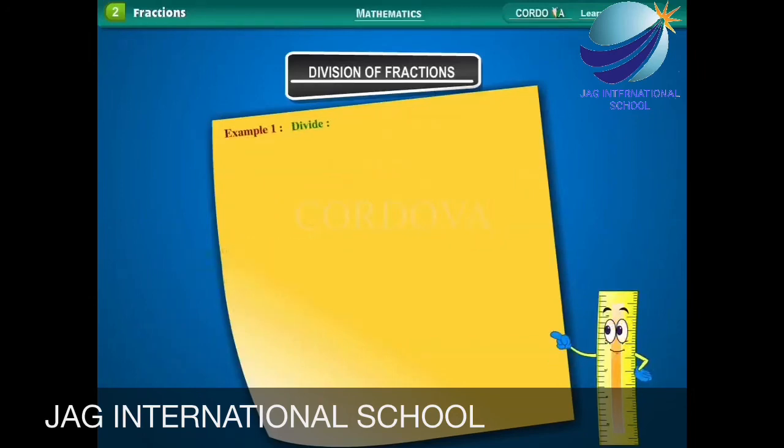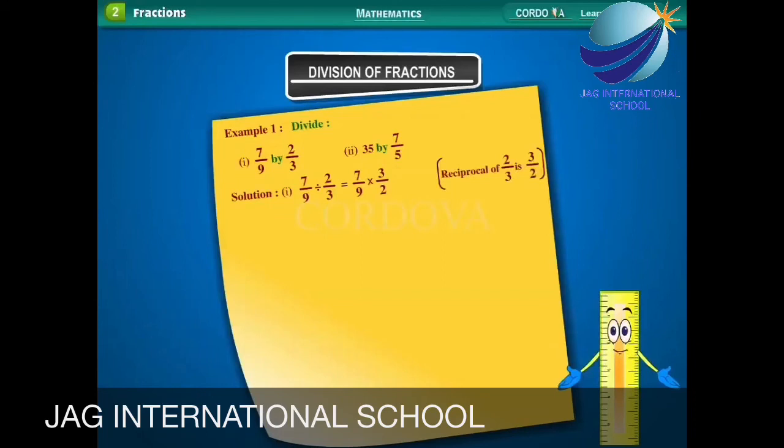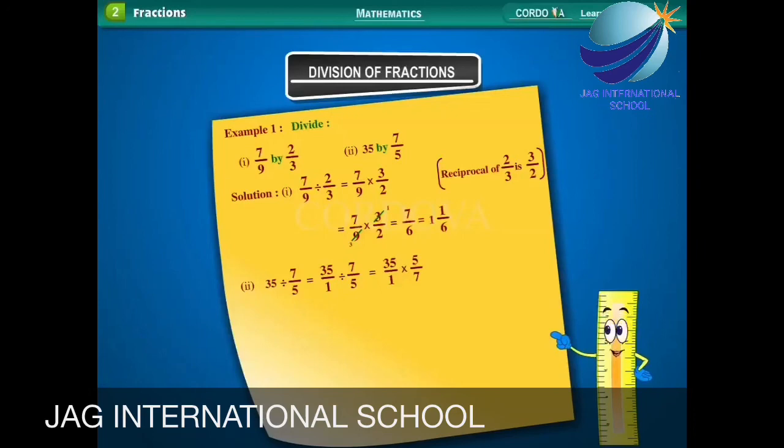Example 1. Divide 1. 7/9 by 2/3, 2. 35 by 7/5. Solution. 1. 7/9 ÷ 2/3 is equal to 7/9 × 3/2, since the reciprocal of 2/3 is 3/2, which is equal to 7/6, which is equal to 1 and 1/6. 2. 35 ÷ 7/5 is equal to 35/1 ÷ 7/5, which is equal to 35/1 × 5/7, since the reciprocal of 7/5 is 5/7, which is equal to 25.